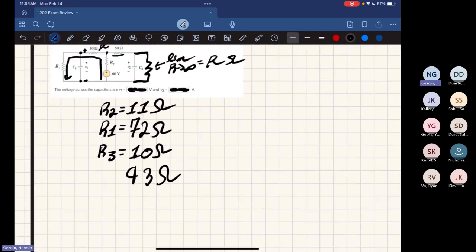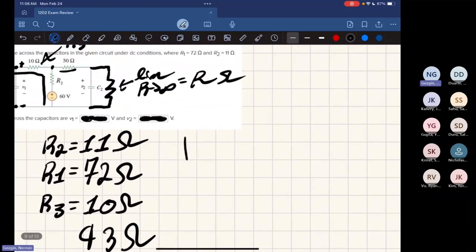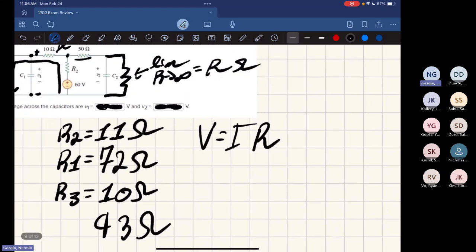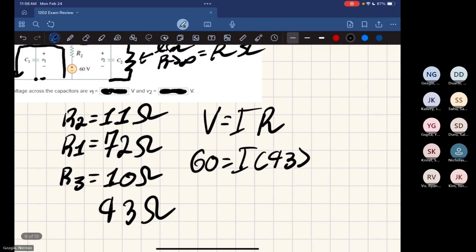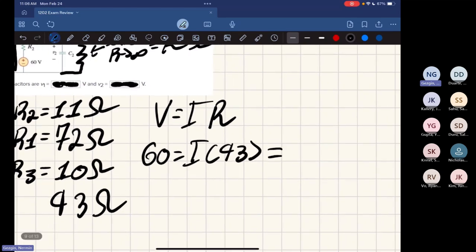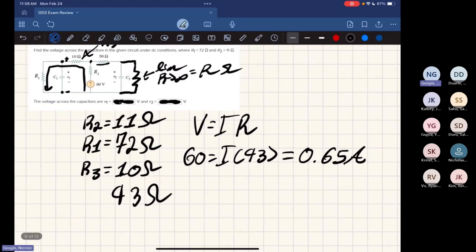To find the current of that loop, we use the V equals IR formula. V is 60, so I times 93 equals 60, which gives 0.65 amps. Okay, and now I can use the voltage drop formula.